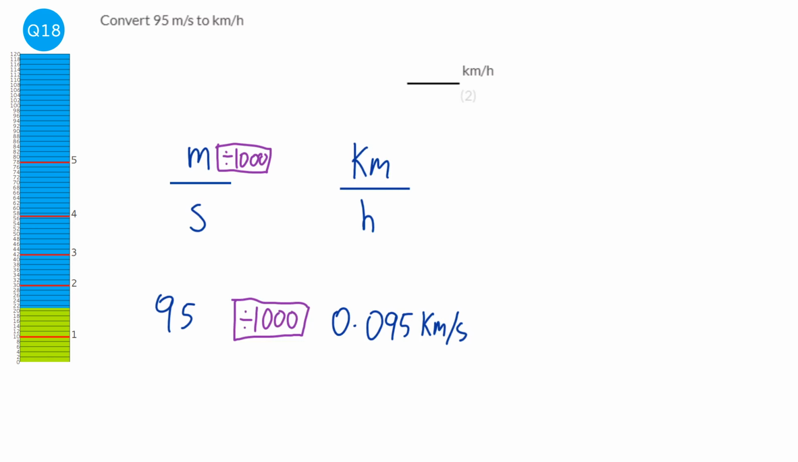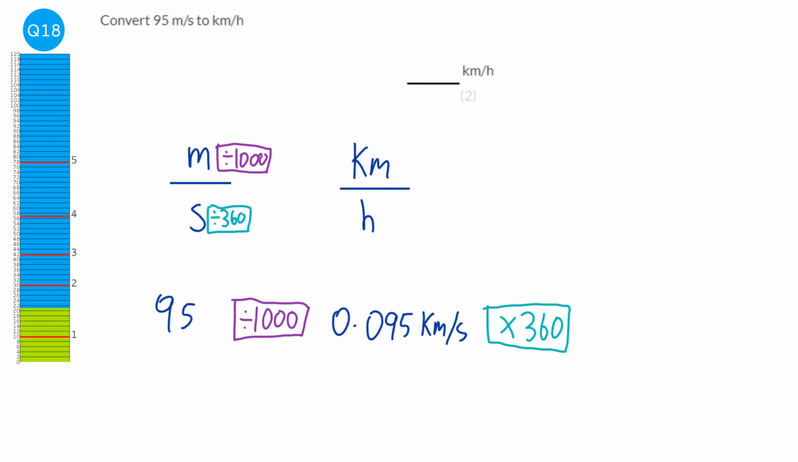The more difficult part is converting the seconds to hours. To convert seconds to hours, we divide by 60 and then divide by 60, so we divide by 3,600. Seems simple enough. But the seconds are at the bottom of a fraction, and when you divide the bottom of a fraction by something, you actually times the whole fraction by that thing. So we're going to times the whole fraction by 3,600.